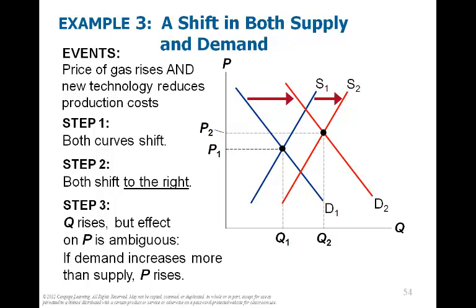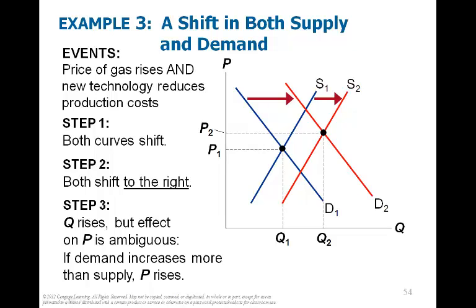Or we could look at what will happen if two things happen at once. Right, so suppose that the price of gas rises and new technology reduces the production costs of producing hybrid cars. Well, in this case, we're going to have to shift both the demand curve and the supply curve. So both curves are going to shift to the right. That much we know for sure. However, we're not sure what's going to happen to the price of the good.